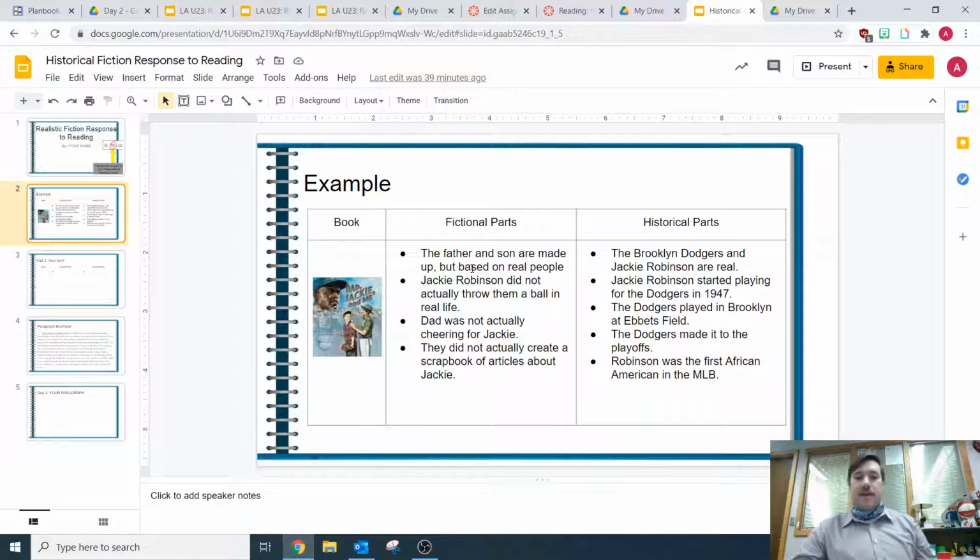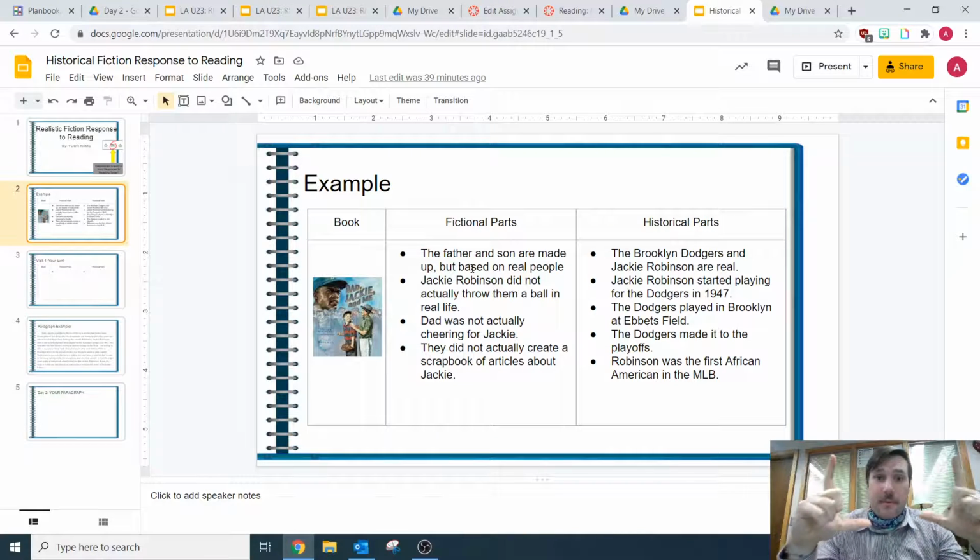And the scrapbook they had, people probably had scrapbooks of all the articles about Jackie Robinson, but the scrapbook mentioned in the story wasn't a real scrapbook. These are kind of things that people might be doing, but they didn't actually happen. Those events didn't actually happen, and those characters weren't actually real.